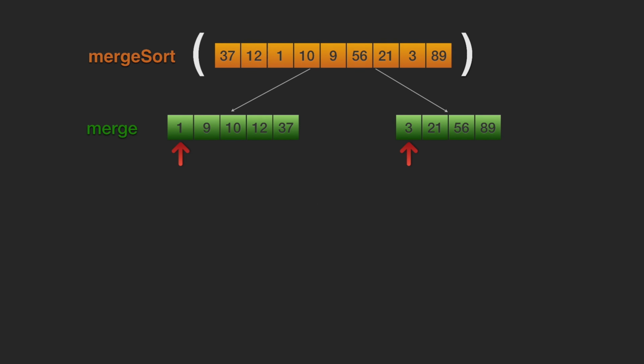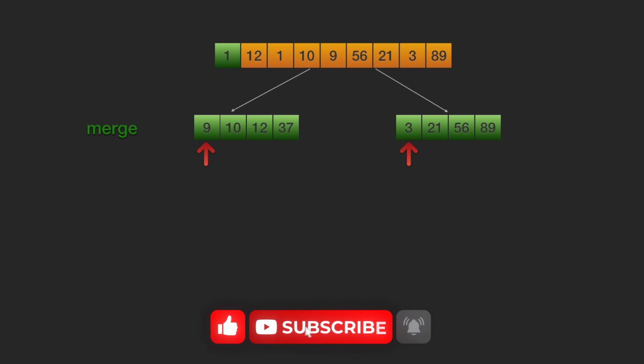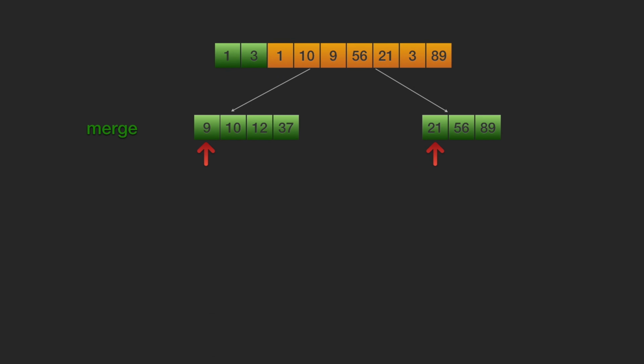Let's just once again see how the merge function works on these two sorted halves. We start by comparing the first elements in each half, and we put 1 in the original array, and we move the left half's index to the next element. The next two elements to compare are 9 and 3. We put 3 in the original array, and we move the right half's index to the next element. And we continue until we run out of elements in both halves.